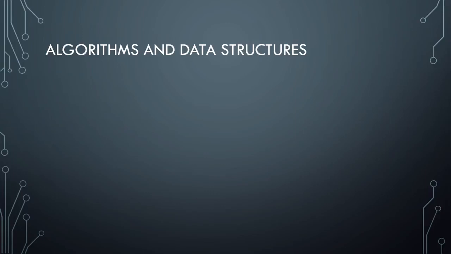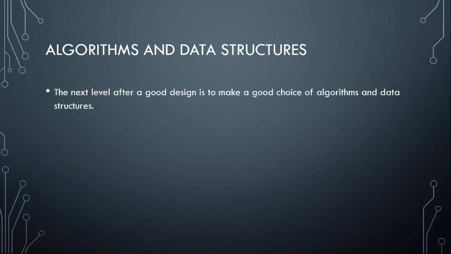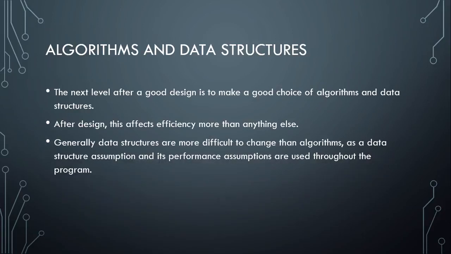The next thing you look at are algorithms and data structures. This is the next level after a good design: to make a good choice of algorithms and data structures. After the design, this affects efficiency more than anything else. Generally, your data structures are more difficult to change than your algorithms, as a data structure's assumptions and its performance assumptions are used throughout the program.